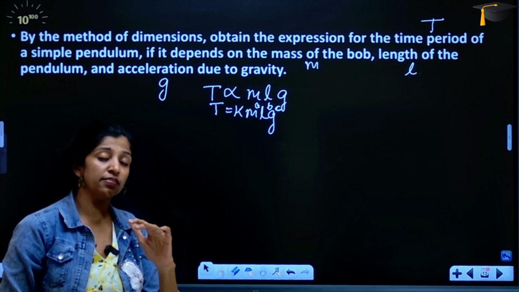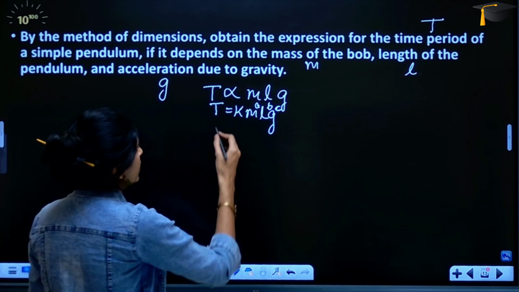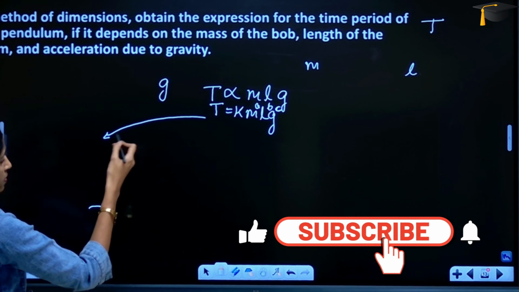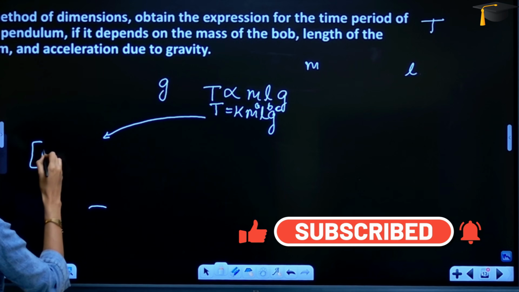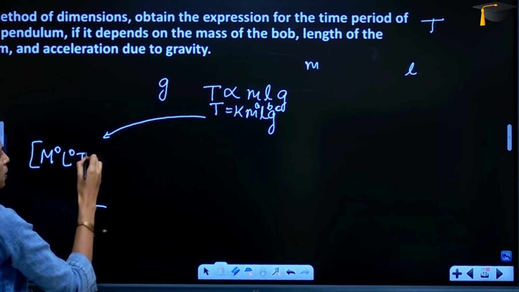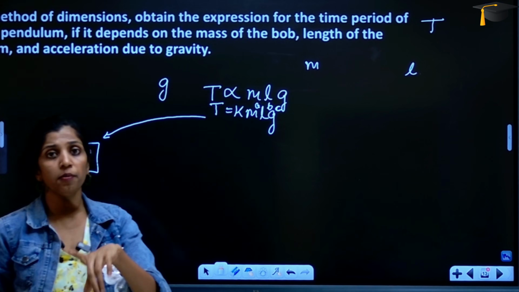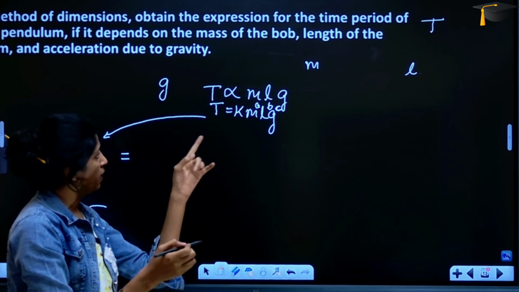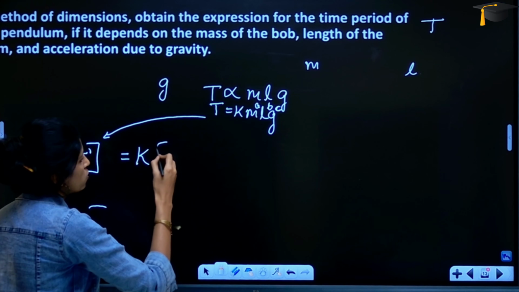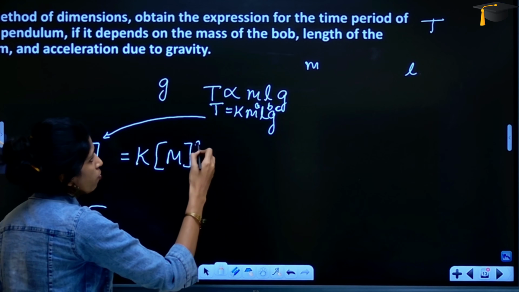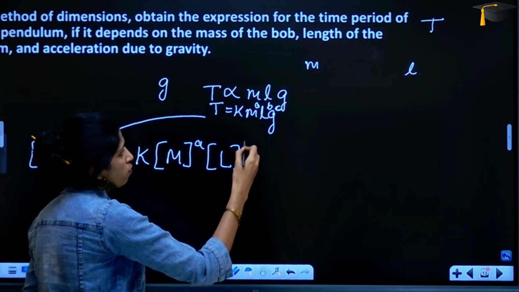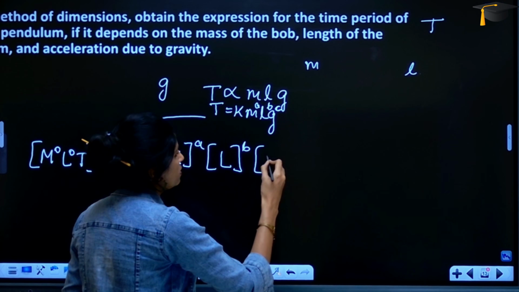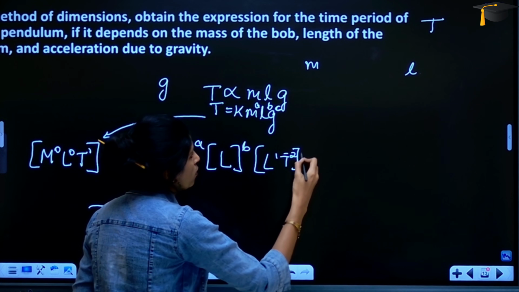The next step, since you are deriving by the method of dimensions, take the dimensional formula for this. Time period dimensional formula, I will write it as M0 L0 T power 1. Time is T power 1, because there's no mass and length. K you can just write as it is. Mass dimensional formula, directly write it as M to the power of a. Length dimensional formula, L to the power of b. G is nothing but acceleration. Please remember the acceleration dimensional formula, which is L1 T minus 2, to the power of c.